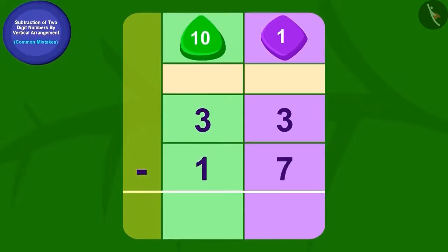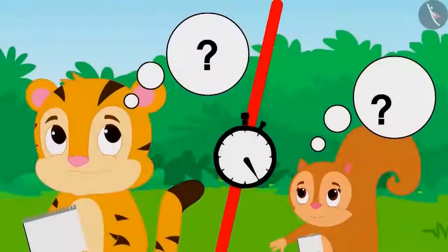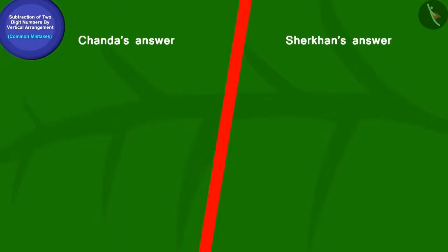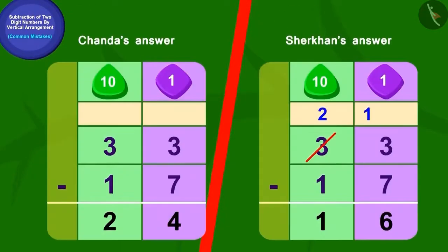Babban said to Sher Khan and Chanda. Chanda and Sher Khan started thinking. The allotted time ended and Chanda and Sher Khan wrote their answers in this way.